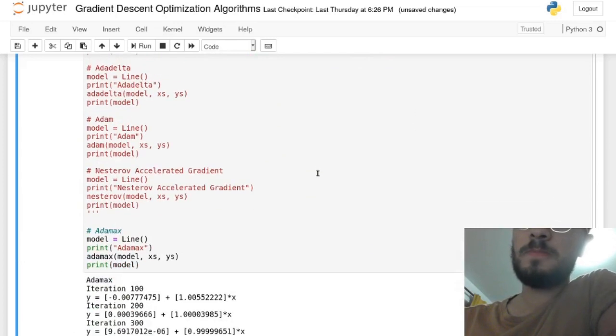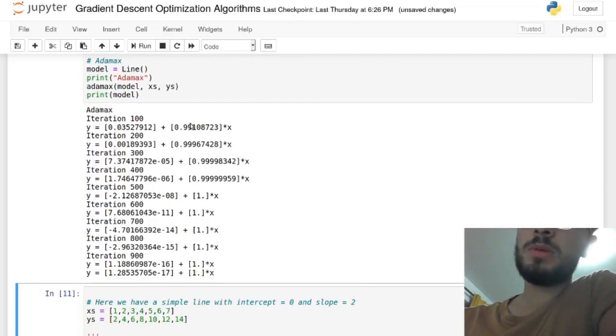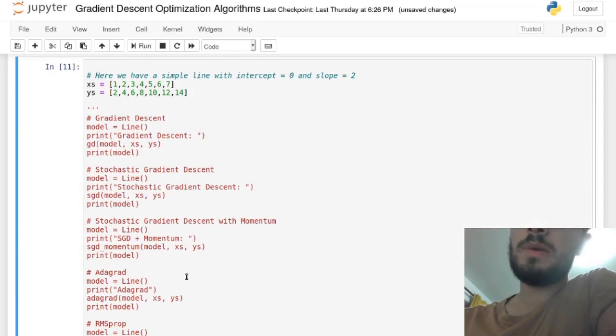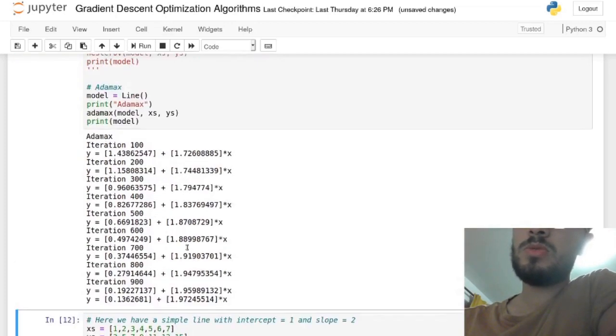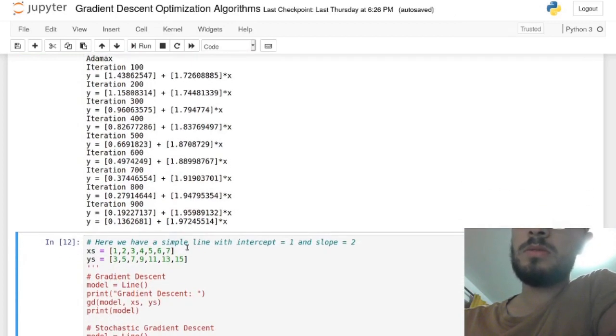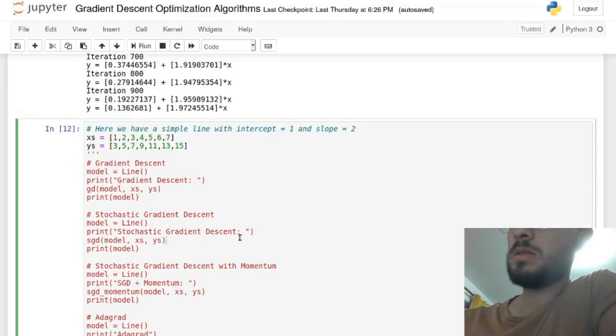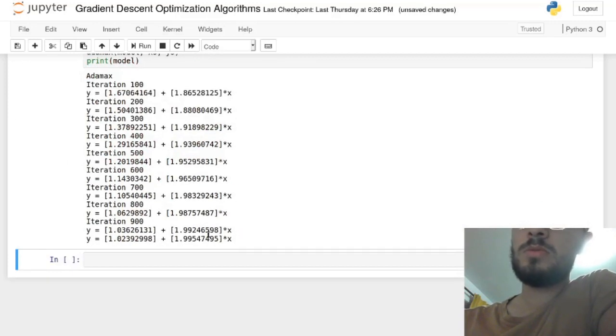If we run it, we get a pretty good result fast. So after 100 iterations, we're already pretty much done, and then you just converge better. Here it's supposed to be 0 and 2. Yes, not too bad. And then this is supposed to be 1 and 2. 1 and 2. Good. This is good enough.